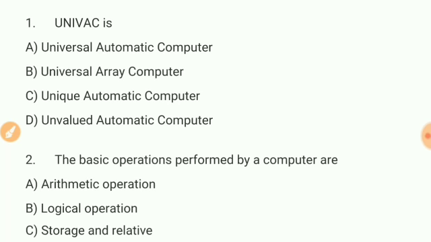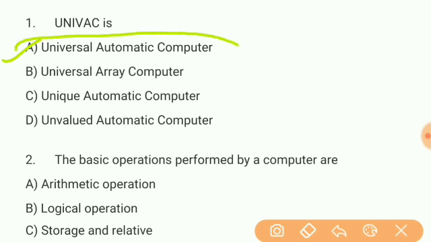Question number 1 is, UNIVAC is what? What is the full form of UNIVAC? The correct answer is A, Universal Automatic Computer. So this is the full form of UNIVAC. Just remember the full name: Universal Automatic Computer is the full form of UNIVAC.